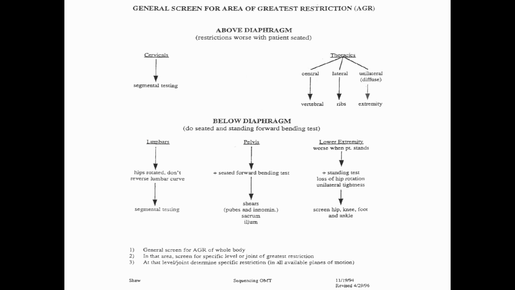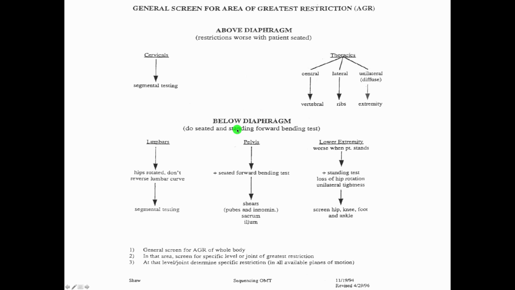So this is a diagram. I'll show you a few diagrams of how to work through that. So if you find the area of greatest restriction, again, what is the most restricted area to motion test? If it's above the diaphragm or above T12, then you would assume it's in the upper body. So if it's in the cervical spine, you want to check all the areas of the cervical spine and diagnose the worst and treat the worst. If it's in the thoracic spine, it could be the vertebral, the ribs, or the upper extremity in that area, and we'll talk through that in a minute.